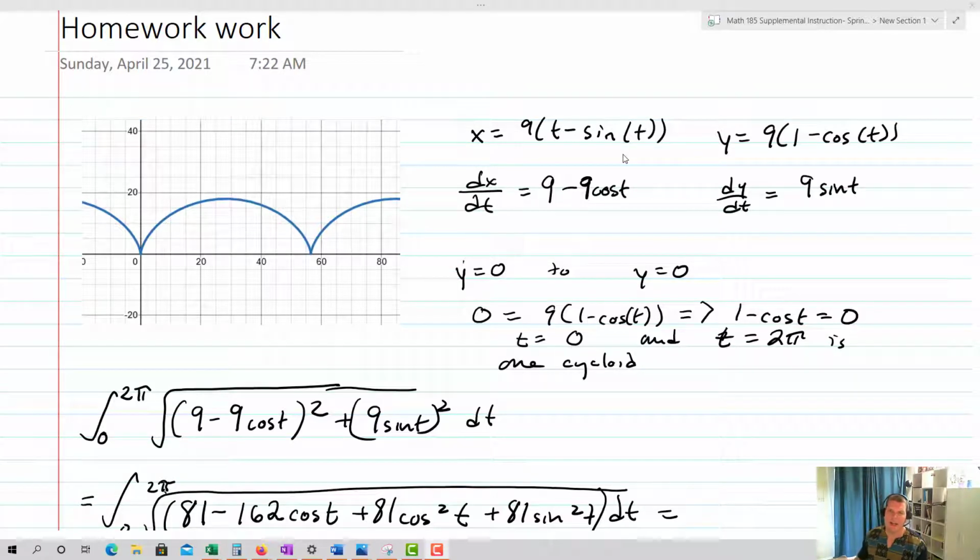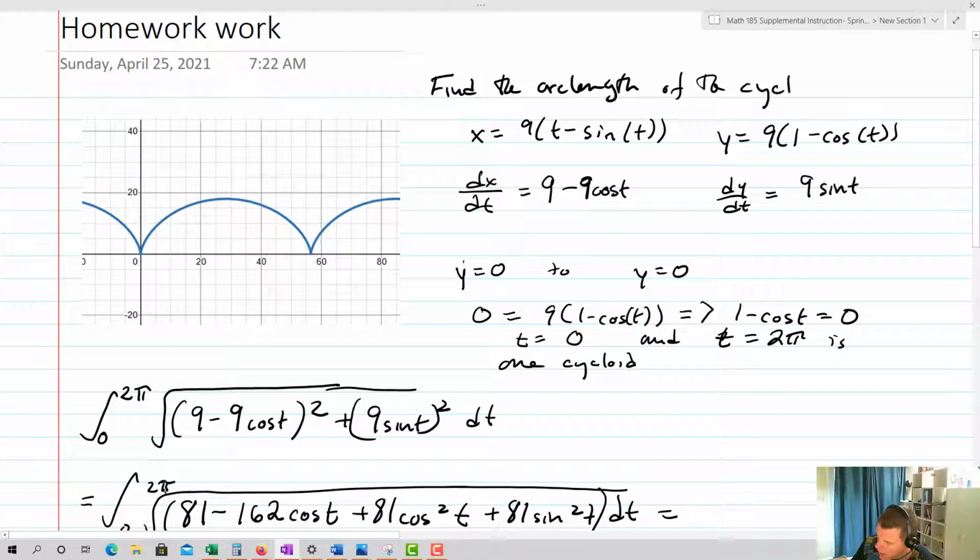So I wanted to look at the problem from question number 7. I think this is 7.3. It's number 5. It's asking us to find the arc length of the cycloid defined by these two parametric curves: x equals 9 times (t minus sine t), and y equals 9 times (1 minus cosine t).